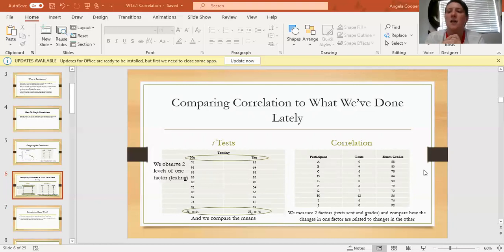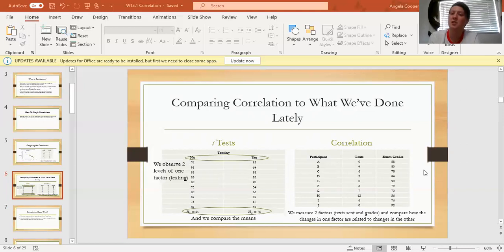I'm not saying the more texts you send is going to cause you to have lower exam grades. It's just saying, the more texts you send, the more likely it is that your exam grade would be lower. It's very persnickety in terms of, watch your phrasing.